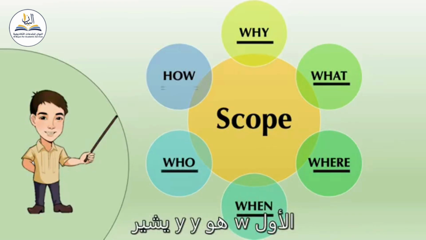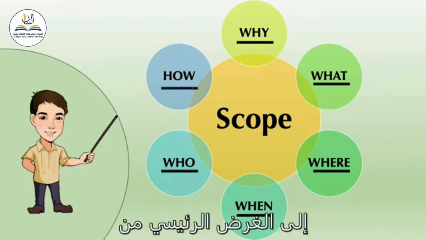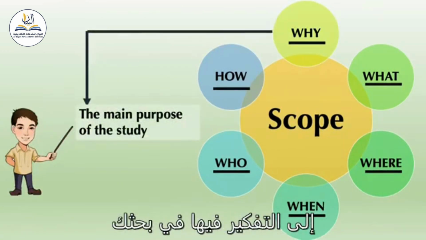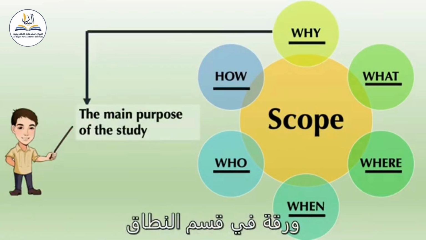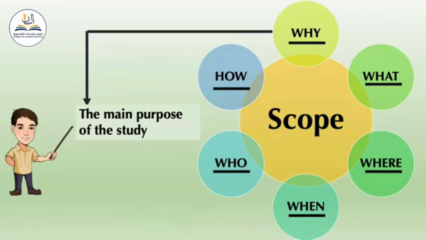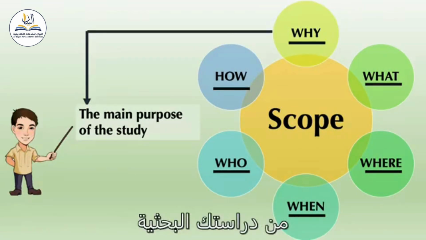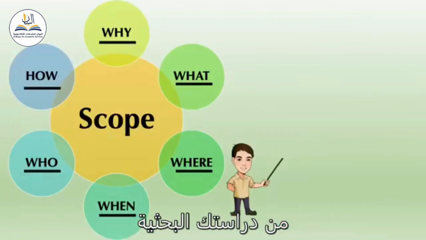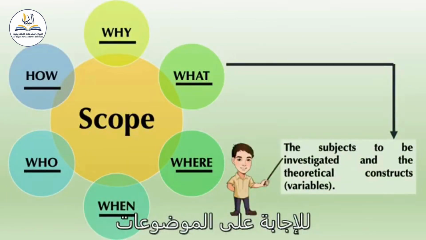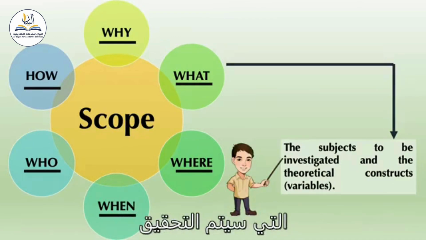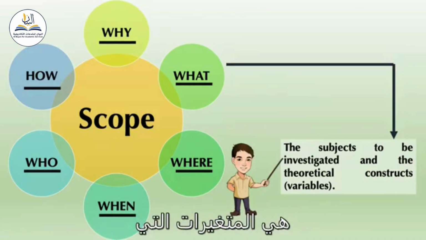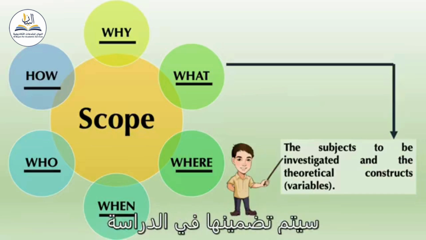The first W is why. Why refers to the main purpose of the study. You need to reflect in your research paper, in the scope section, what is the general aim or objective of your research study. The second W is what. Your scope needs to answer the subjects to be investigated and the theoretical constructs or the variables that will be included in the study.